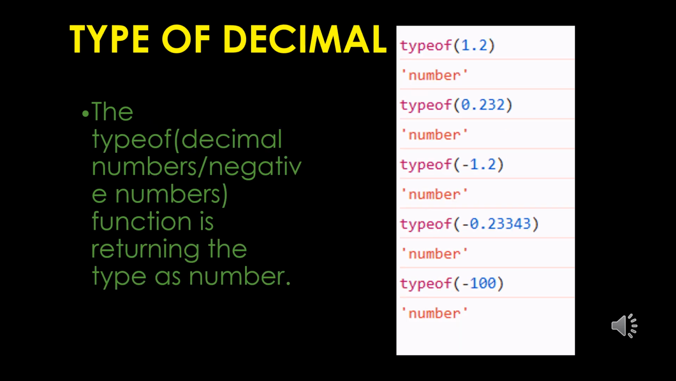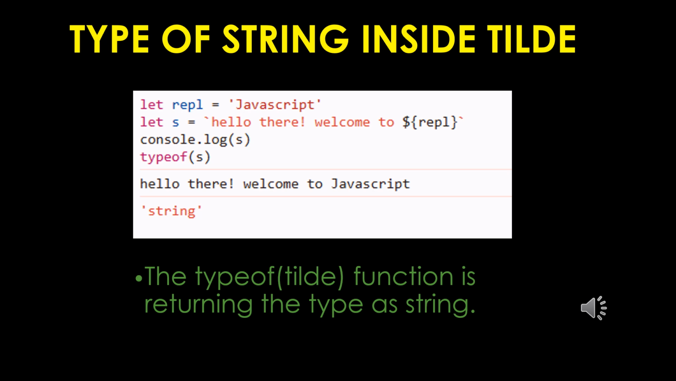Typeof decimal. So decimal also we can represent as number only. In JavaScript, it will be treated as number only when we are giving positive numbers or negative numbers, or when we are using decimal point values, all will be printed as typeof number. Typeof string inside backtick symbols. So when we are providing some data inside the backtick symbols, that will be treated as a string only.